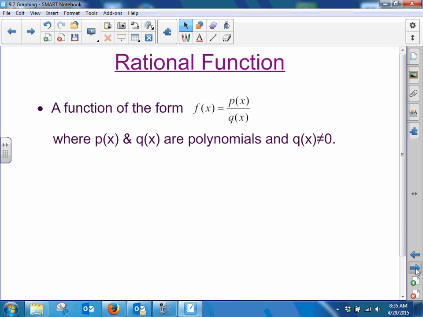Okay, so to start, rational functions. We have this general form where we have the function f of x, and then you're going to have a function p of x divided by another function q of x. So we're going to have those, the p of x, the q of x, we have some expression. It's not just going to be as easy as graphing a line or a parabola or something like that.